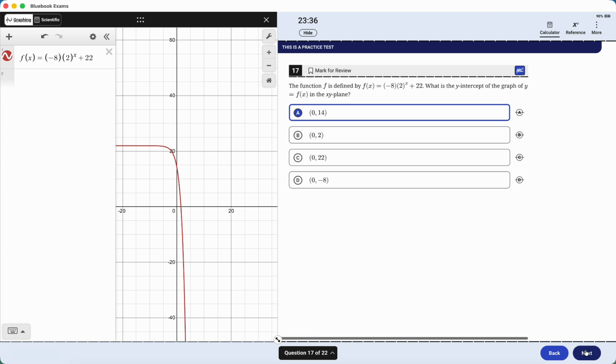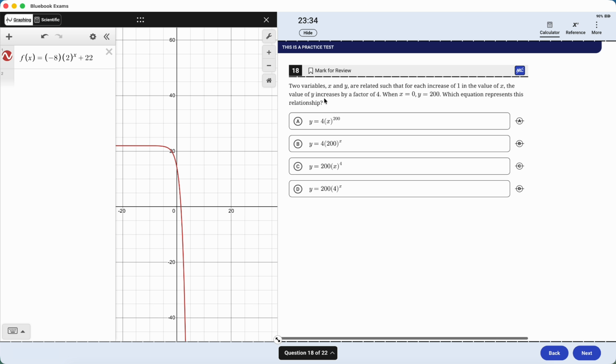It's 14. Next one, two variables, x and y, are related in such a way that for an increase of 1 in the value of x, the value of y increases by a factor of 4. When x is 0, y is 200. Which equation represents the situation? They gave you two facts that can help you figure this out. The simplest fact is this one.